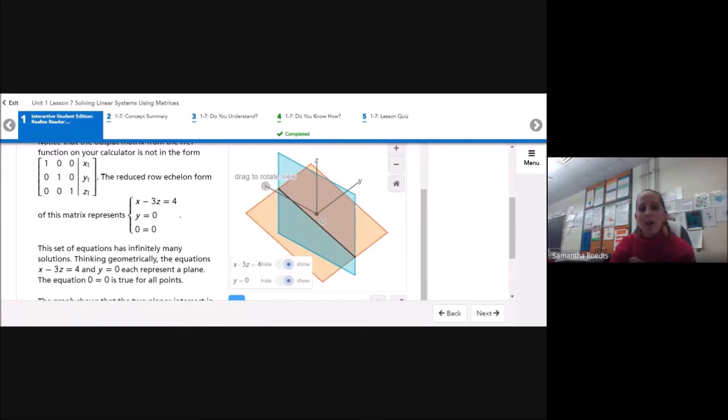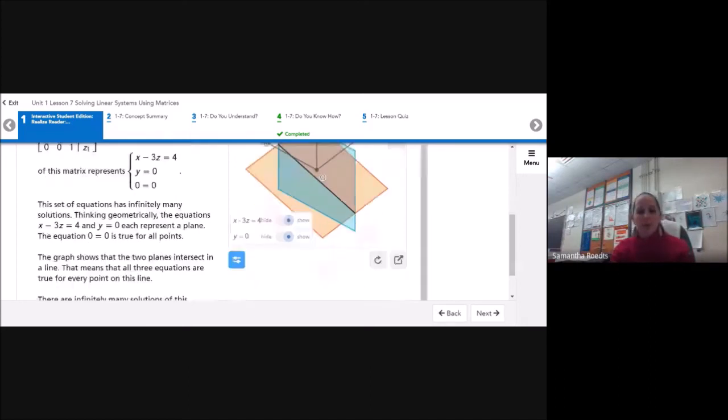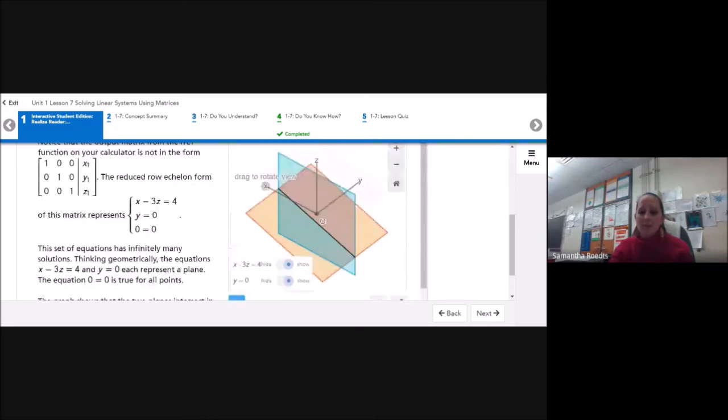Okay. So x minus 3z equals 4 and y equals 0 each represent a plane. Not like the plane you fly, but a geometric plane. Okay, so the equation 0 equals 0 is true for all points. 0 is always going to equal 0. Okay. So the graph shows that the two planes intersect in a line. So that means that all three equations are true for every point on this line.